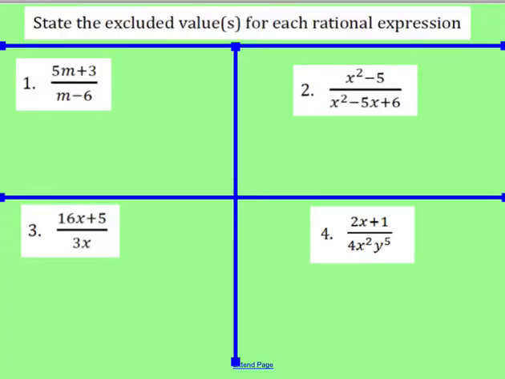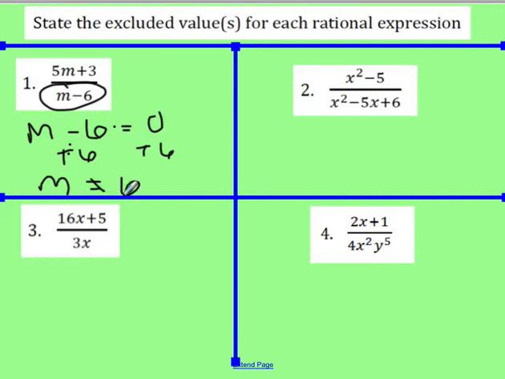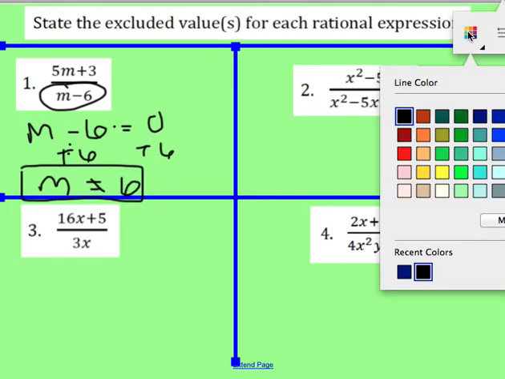So to find the excluded values, all you have to do is set the denominator equal to 0. So I'm going to take m minus 6 and I'm going to set it equal to 0. So then I'm going to go ahead and add 6 to both sides, and I get that m cannot equal 6. Because remember, when we solve the denominator, that's what we don't want the denominator to be. So we put the slash through the equal sign to indicate that's what it can't be.